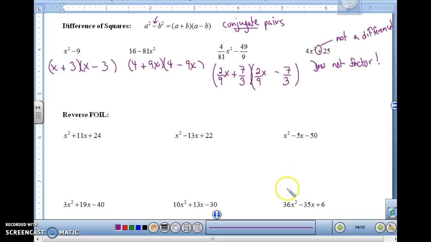At least not by difference of squares it doesn't. So this does not factor. We cannot factor this anymore. This is 4x squared plus 25, and that's all you can do.